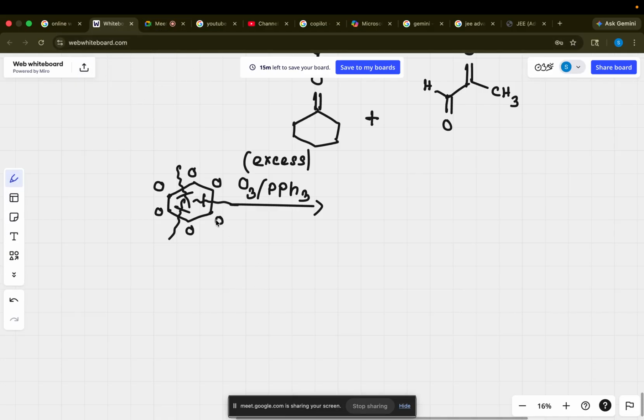Okay, fine. So what will happen, you just break the double bond and you just attach. So what basically you are getting, if I consider this thing only, you just make a straight line, then you have double bond O here, double bond O here. So this is basically your glyoxal, and you will get 3 equivalent of this, 3 mole of this glyoxal unit.